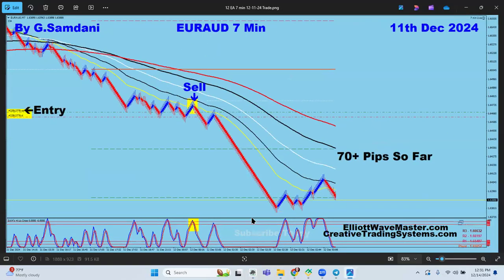Here, EUR-AUD did the same thing. Pound Aussie started to drop. EUR-AUD started to drop. Here's the 70 pip trade, right?